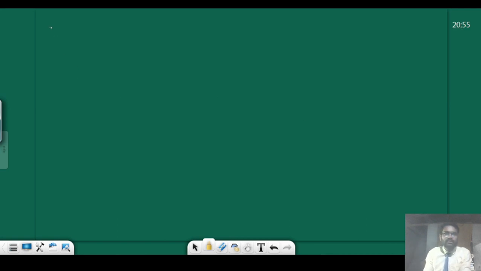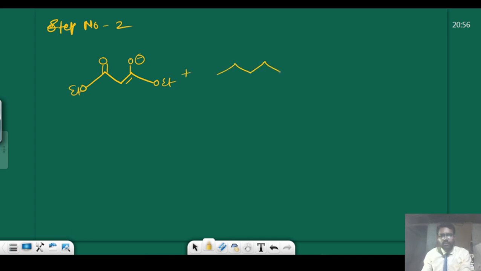So this is our second step, step number 2. This is the diethyl malonate system, the enolate anion of diethyl malonate, OEt. Now we will take only 1 carbon system, that is 1, 2, 3, the 1,3 dibromopropane molecule, and we will do the reaction.